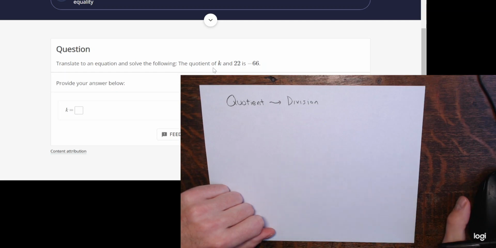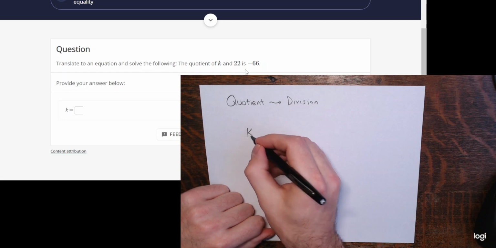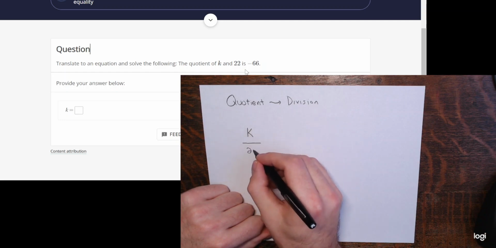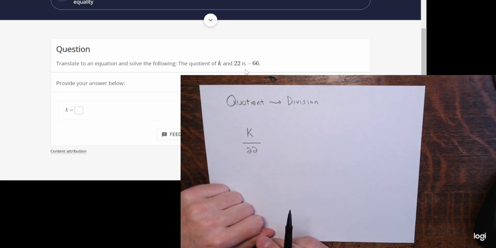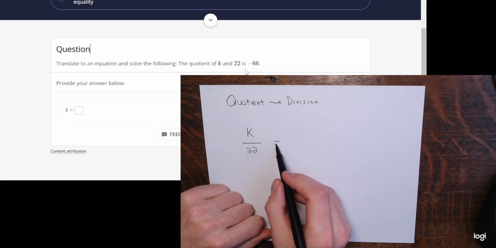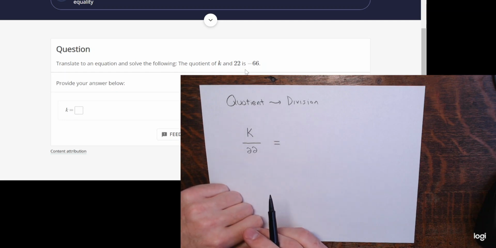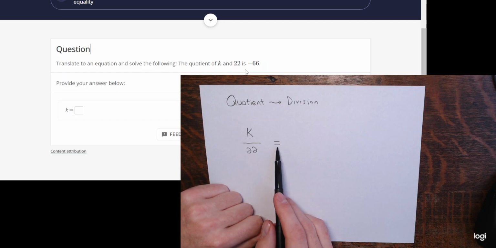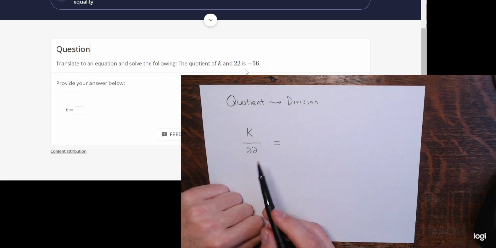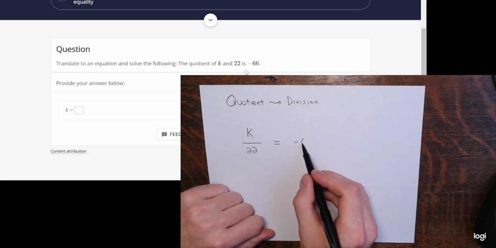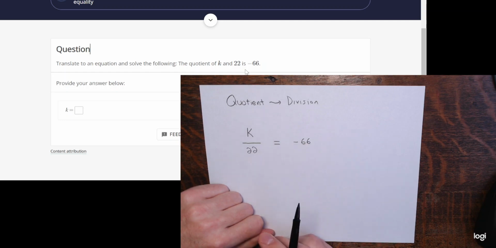So it says the quotient of k and 22. So that would be k divided by 22. That's a way to express the quotient of k and 22. Is, and you saw this in section 2.1 part 2, the verb in the sentence is usually going to represent the equal sign. Is, and then the other side is just simply negative 66. And then we're asked to solve this equation now.